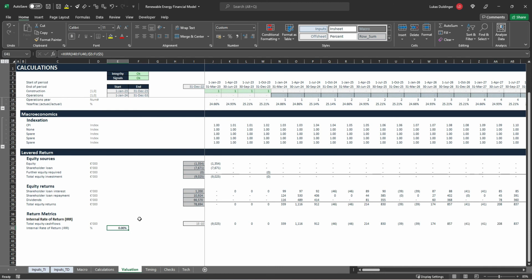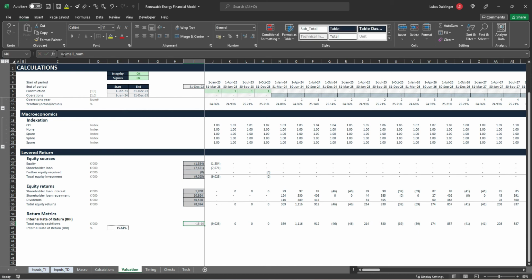And obviously something went wrong here. We won't have an IRR of 0%. And what happened is that this small number here has to be negative, as Excel can only calculate the IRR if this first figure here in the first period is negative. So let's put a minus in front of it, and then it should give us our real IRR.